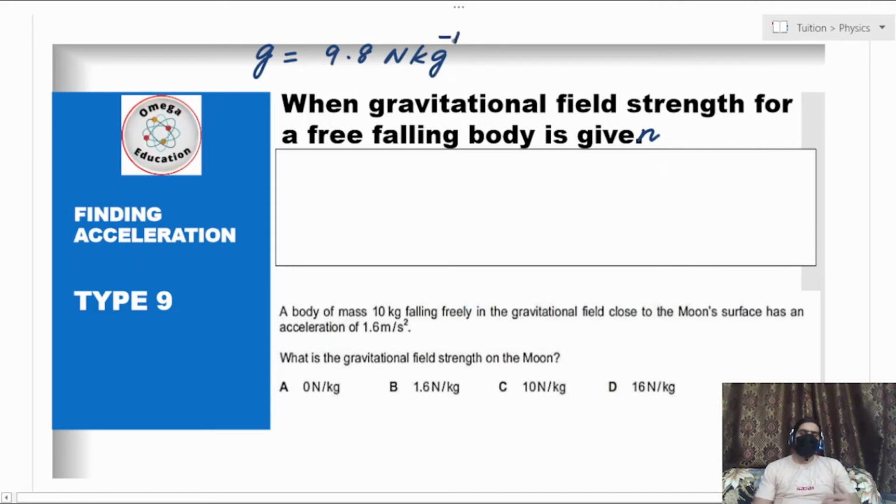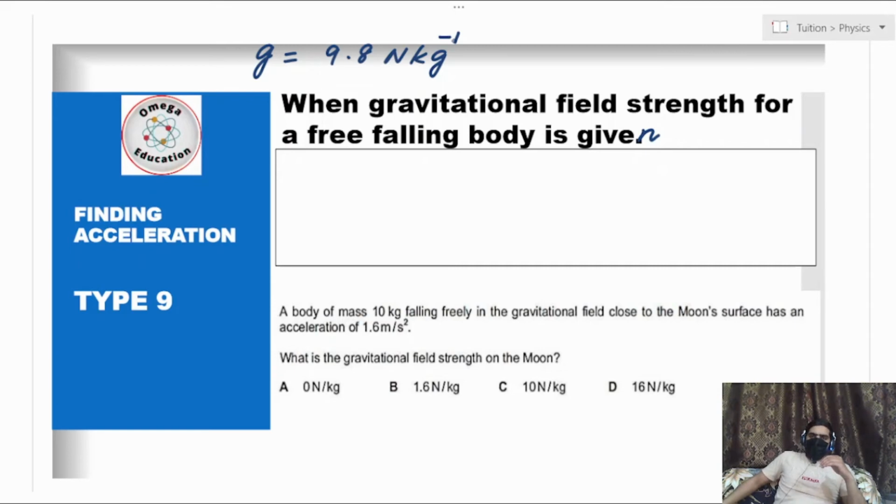What does that represent? Gravitational field strength represents the amount of force that would be exerted on a 1 kilogram object when it's placed on a certain mass. Like in the case of Earth, if the object is placed on the surface of the Earth, then it would experience a force of 9.8 Newton for its 1 kilogram mass.